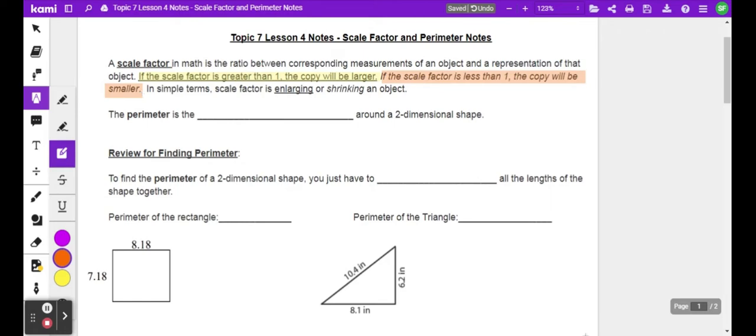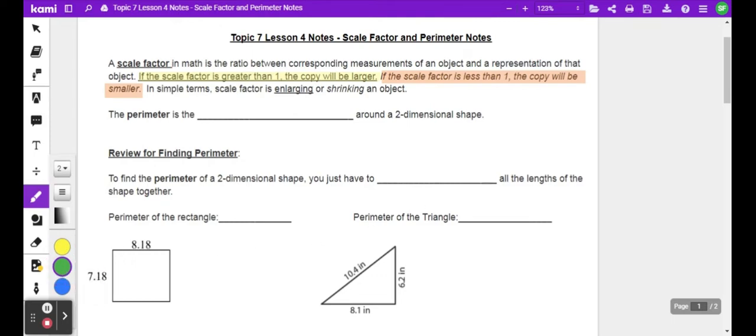And you should remember perimeter from elementary school. Perimeter is the distance around a two-dimensional shape. So we're going to review perimeter, and we're going to review scale factor before we get into how the scale factor affects the perimeter. So, review for finding perimeter.